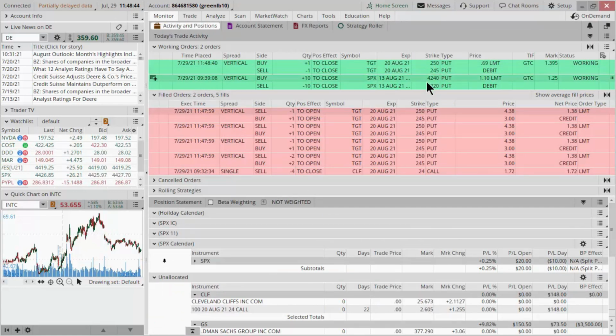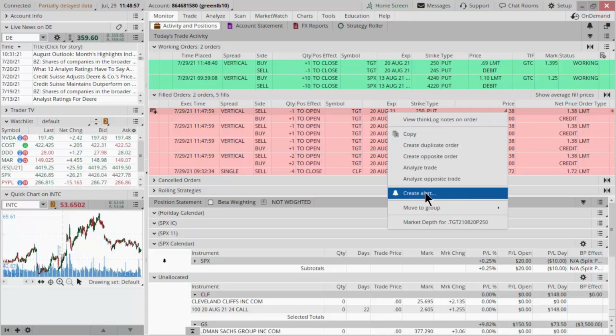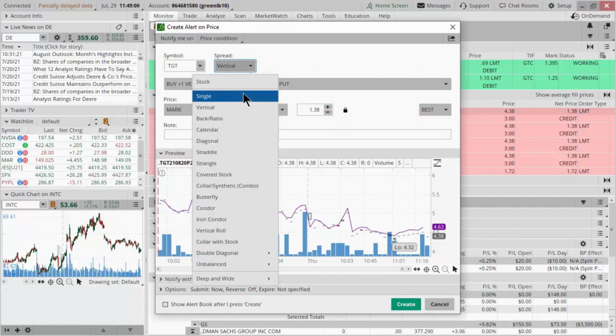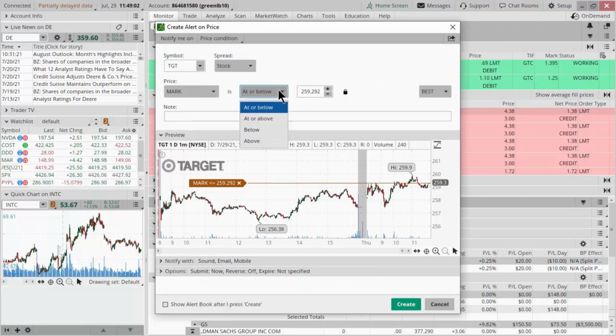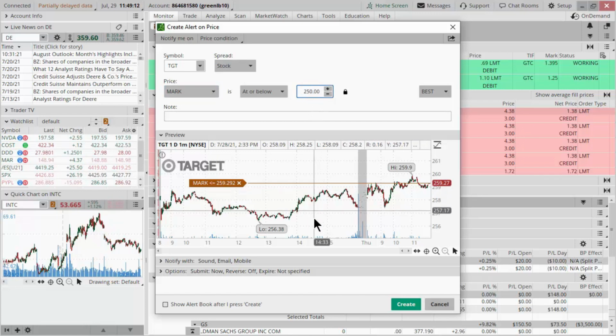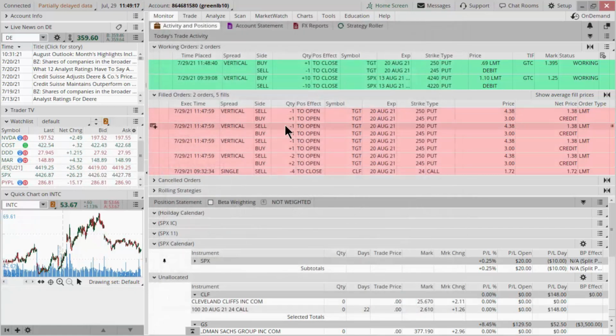You can also see that I have an order on my S&P position to take profits at $1.10, and it's nearing that right now. Another thing that I can do is I can also set an alert in my broker. I don't use stops, but I can set an alert. Create an alert. If Target, the stock, is at or below $250 a share, let me know. And what happens here is I will get an alert on my cell phone that it's time to take action in the trade and exit the trade.